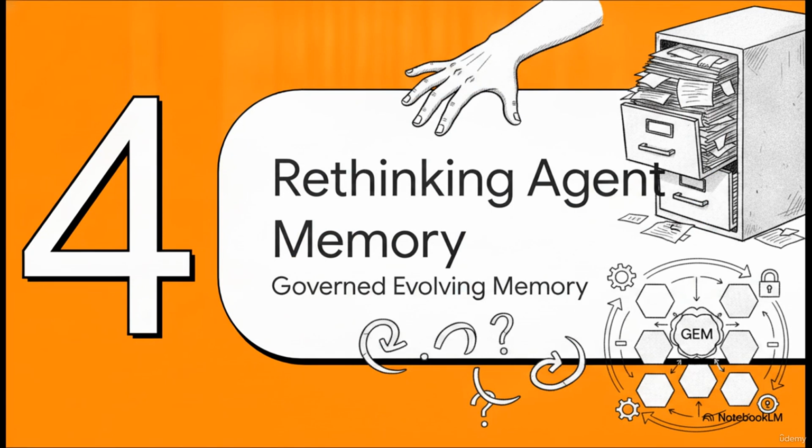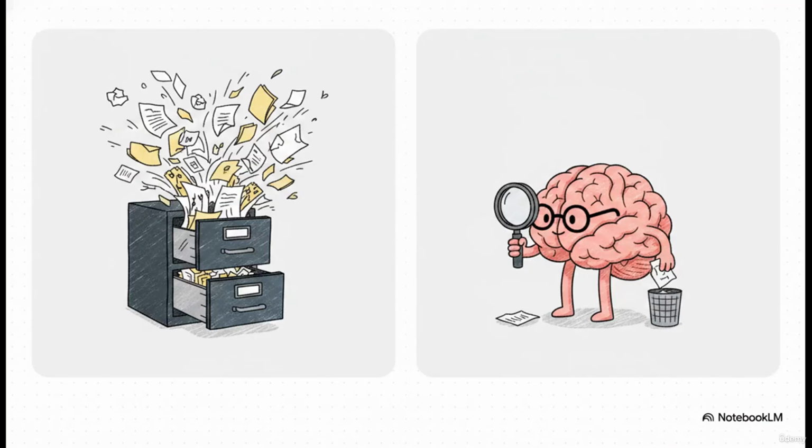Let's shift gears to Section 4, Rethinking Agent Memory. We're going to introduce something called Governed Evolving Memory. So right now, the way most agent memory works is kind of like a horribly messy, overflowing filing cabinet. Traditional databases are usually append-only. They just blindly stuff new papers into the back of the drawer until the whole thing literally jams. And in an AI system, that causes fatal failures.